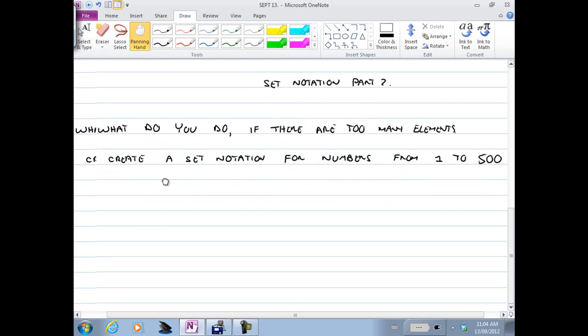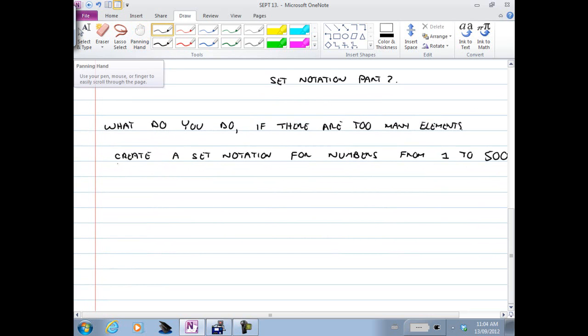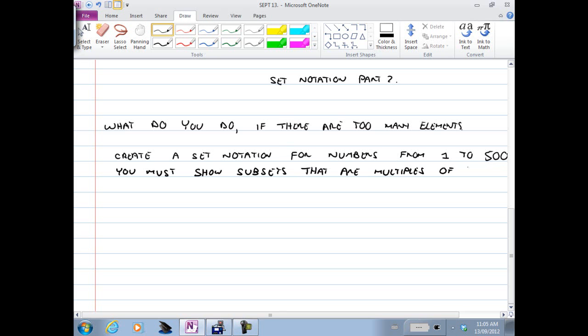And here's your second criteria. Okay? You must show subsets that are multiples of 5, and another subset for multiples of 10. Okay.